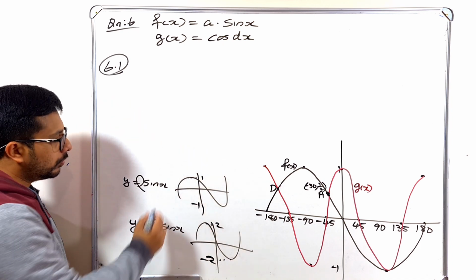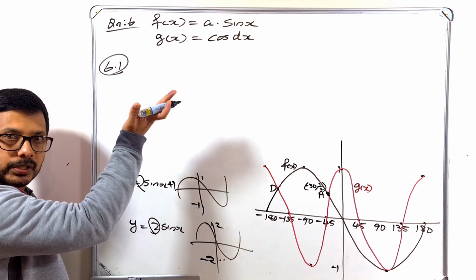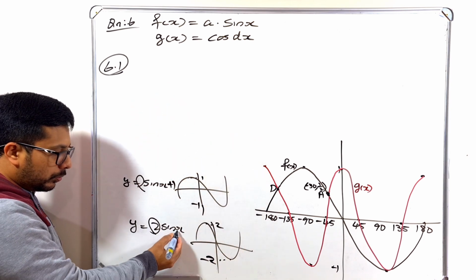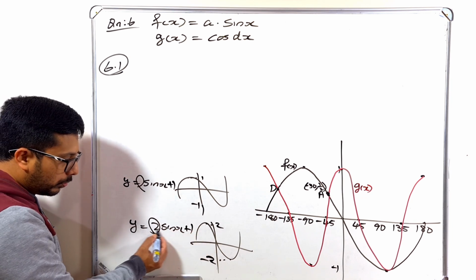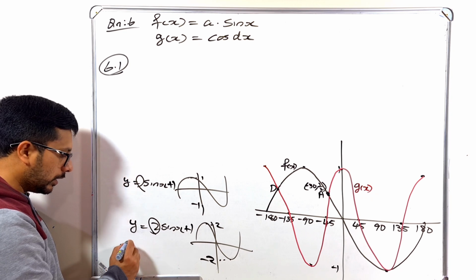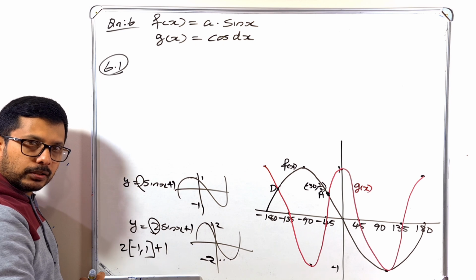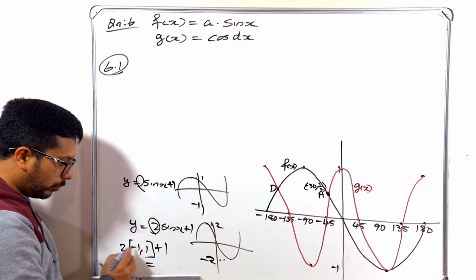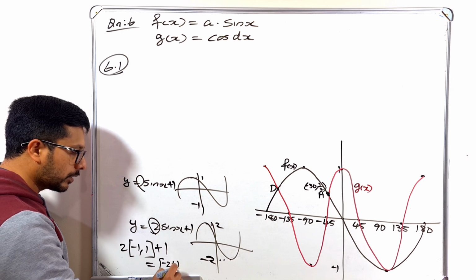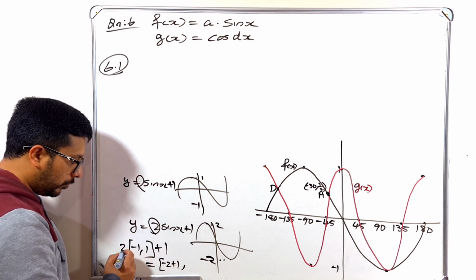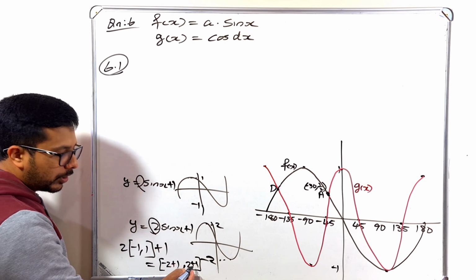Also, if it is plus 1, then the graph is shifted 1 unit upwards. So here, if it is 2 sin x plus 1, then what is the range? What is the range of sin x? Minus 1 to 1. Then with plus 1, what is the new range? 2 times minus 1 is minus 2, plus 1, comma, 2 times 1 is 2, plus 1. So the new range is minus 1 comma 3.